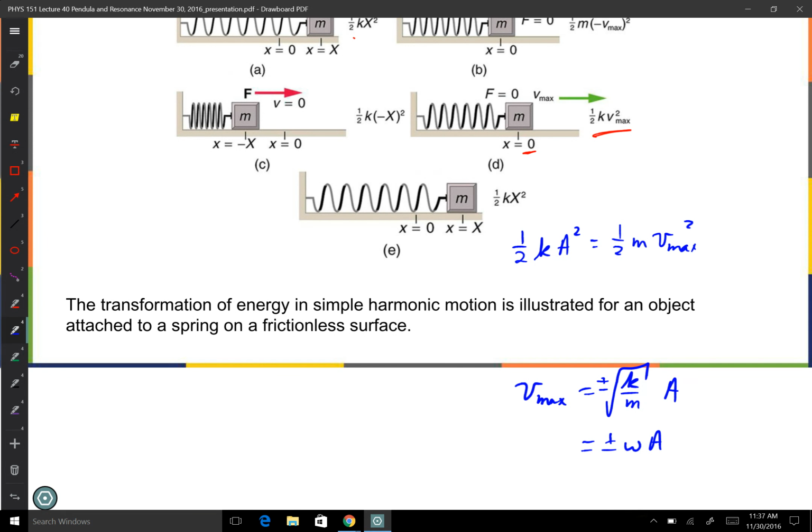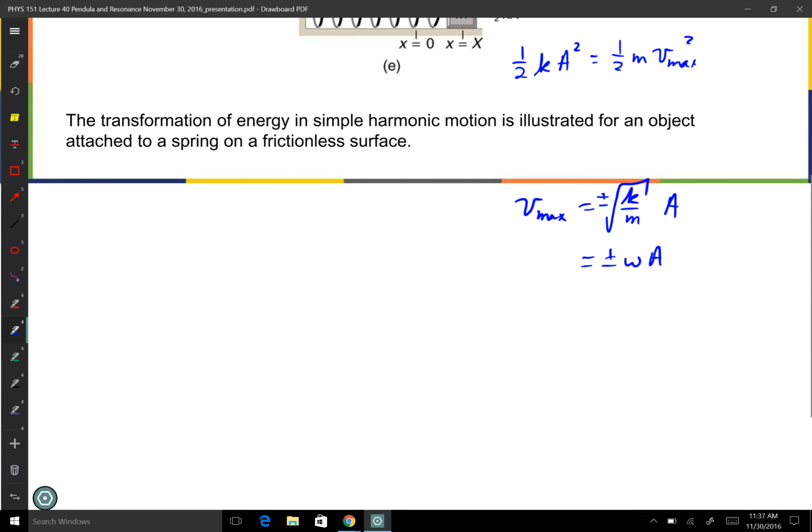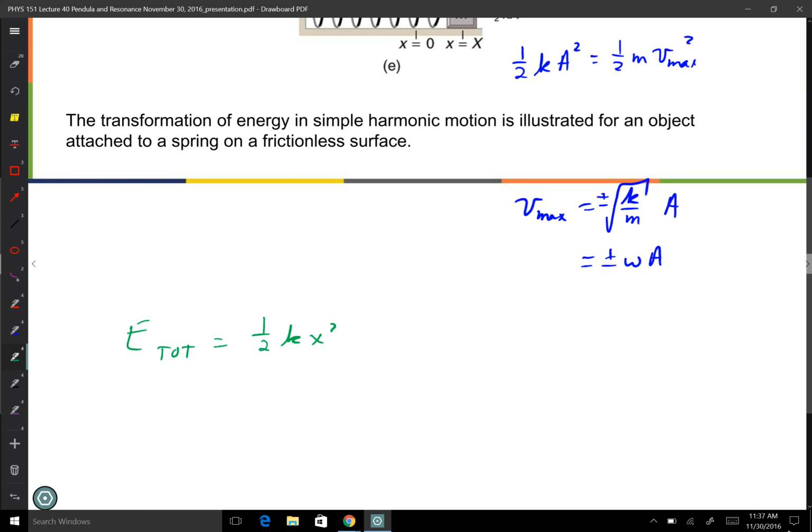What if I wanted to find the energy at some random location? What would the generic equation for the total energy be? You have a spring and you have kinetic energy, so I have to put those two terms in. So for the spring, I'll have 1/2 kx squared, and for the kinetic, I'll have 1/2 mv squared. And if my energy stays constant, that's going to have to be equal to 1/2 k times amplitude squared, or 1/2 m times Vmax squared.